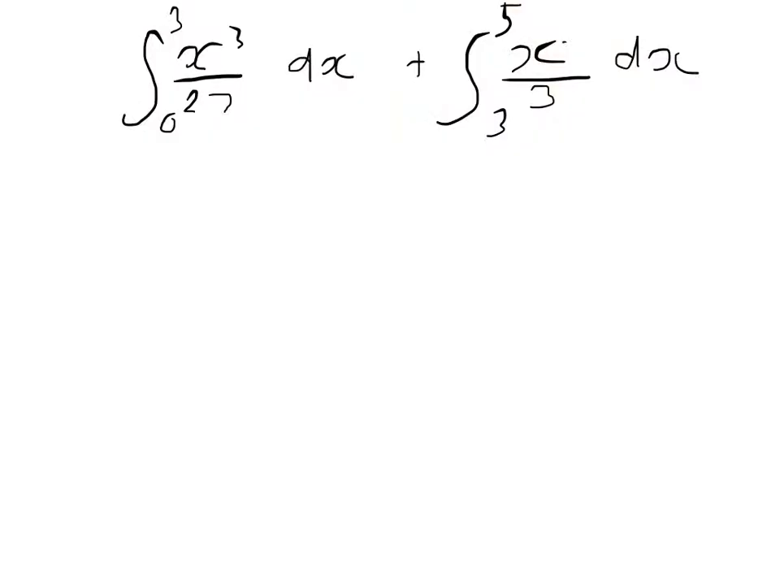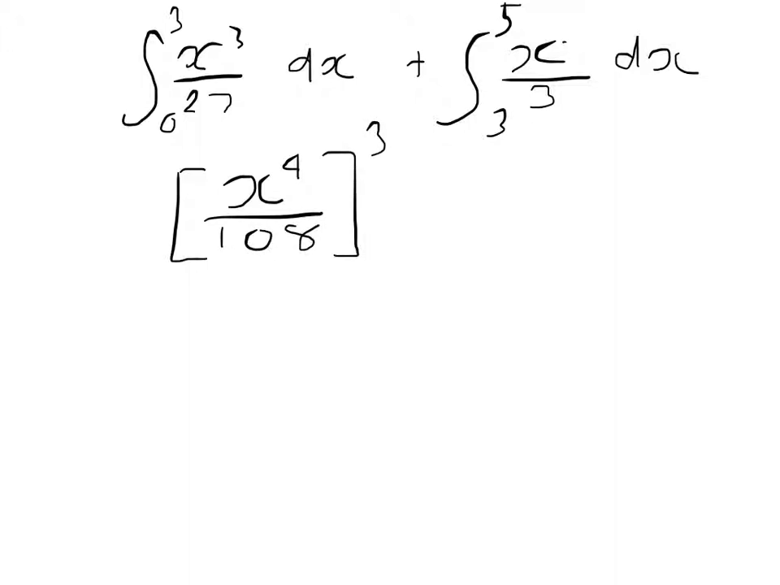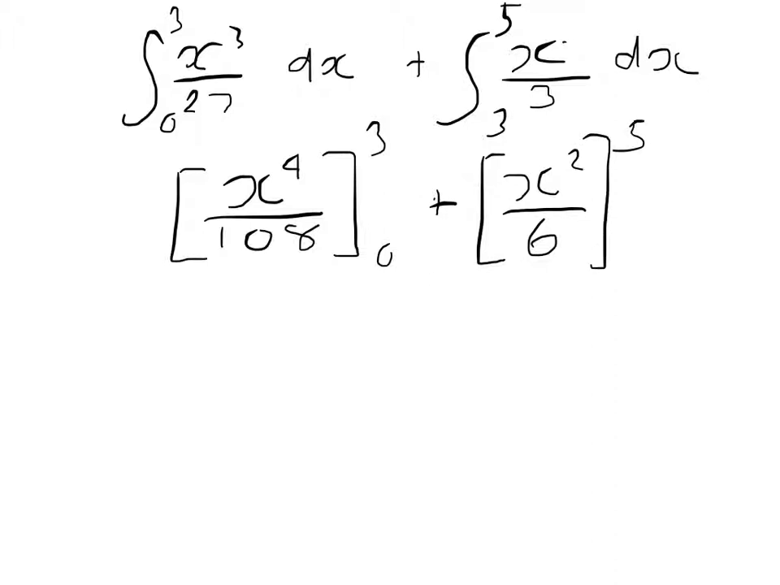So we'll integrate x cubed, which gives us x to the power 4 over 4. But we've got to do 4 27s, which is 108. And we've got to put through 3 and 0. So we've also got to integrate x over 3. So that gives me x squared, and then the 2 multiplies the 3 on the bottom to give me the 6. And we're going to do that between 5 and 3.